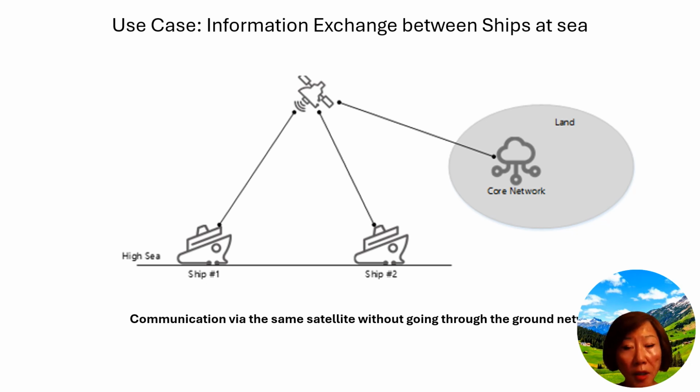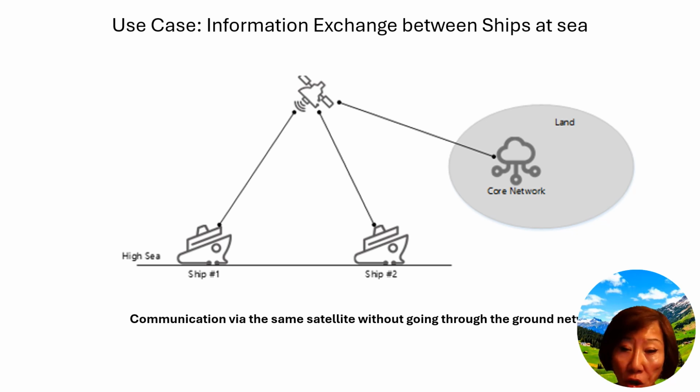Okay, the next image illustrates the concept of communication via the same satellite without going through the ground network. This is a simple diagram. We are seeing two ships, ship number 1 and ship number 2. They're depicted on the high sea as if they're moving, representing vessels in open waters, far from land. We have a single satellite above the ships that is providing communication coverage for the area. We have the core network, represented by a cloud icon labeled core network, and that is on land.